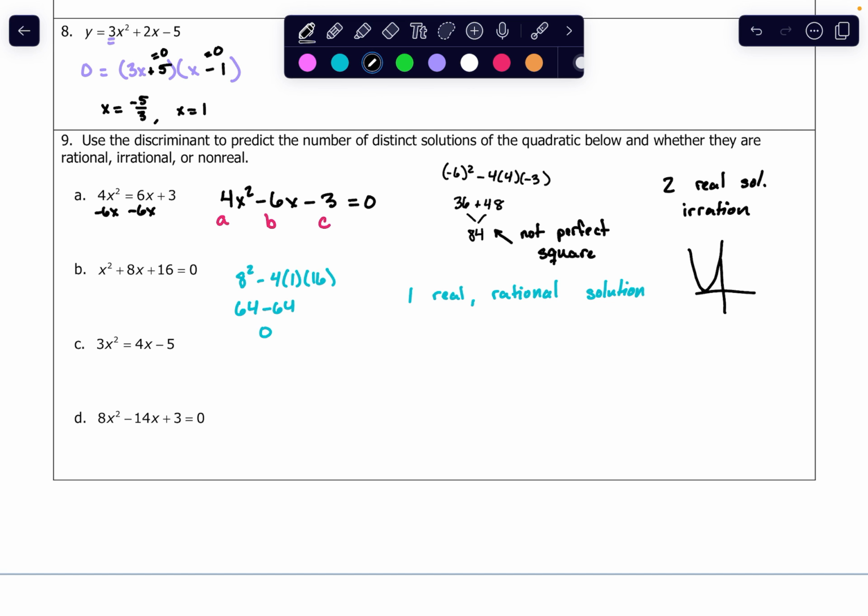This one here, we're going to have to do some work to shuffle it around to put it into standard form. And we get 3x squared minus 4x plus 5 is equal to 0. My a is 3, my b is negative 4, my c is positive 5. Discriminant, setting that up. We get this, which simplifies to 16 minus 60. And that is negative 44. Boo. Two non-real solutions. They're fake.